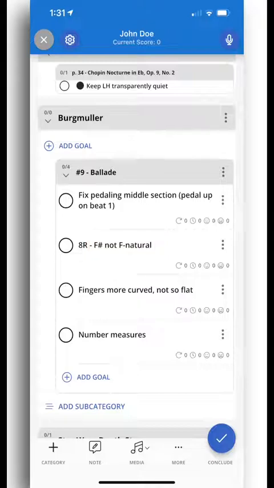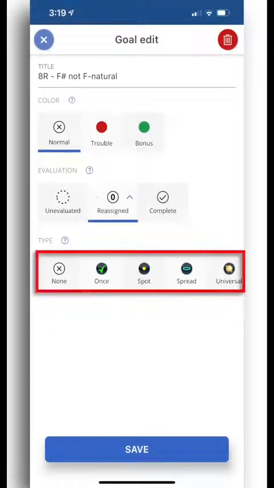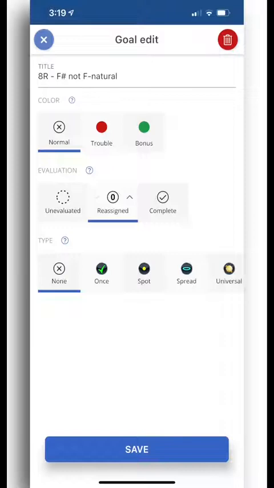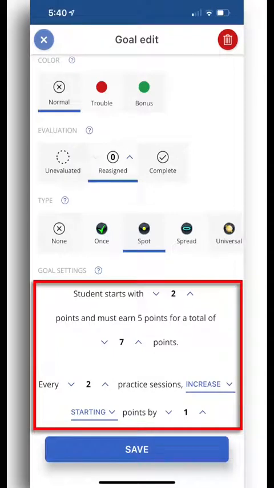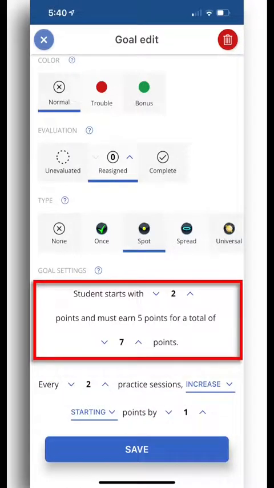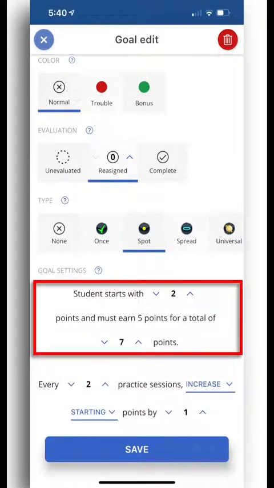So anyway, I'll tap on this goal to reveal its goal options. These are the goal types. I'll tap on Spot to reveal the spot goal options. And there are two highly customizable options here. The first setting reads, student starts with 2 points and must earn 5 points for a total of 7 points.